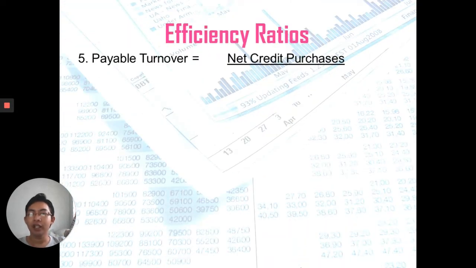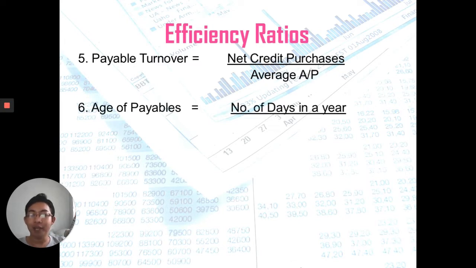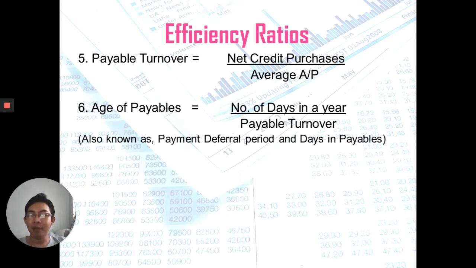Next, let's go with payable turnover. Payable turnover is equal to net credit purchases divided by average accounts payable. Ang kapartner niya, age of payables. And we compute that by number of days in a year divided by payable turnover. It is also known as payment deferral period and days in payables.